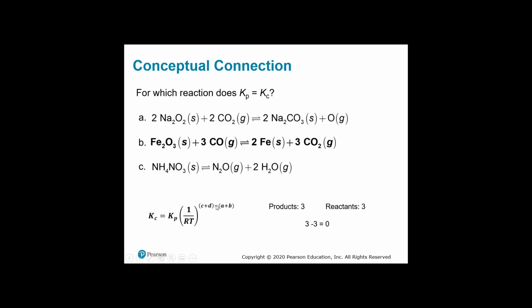So this is where it also makes sense, remember the Kp? If this is the same number, that's where Kp is going to be equal to Kc. 3 minus 3 is 0. That's going to knock this out and leave us with Kc equals Kp. Oops, I think I went too far.